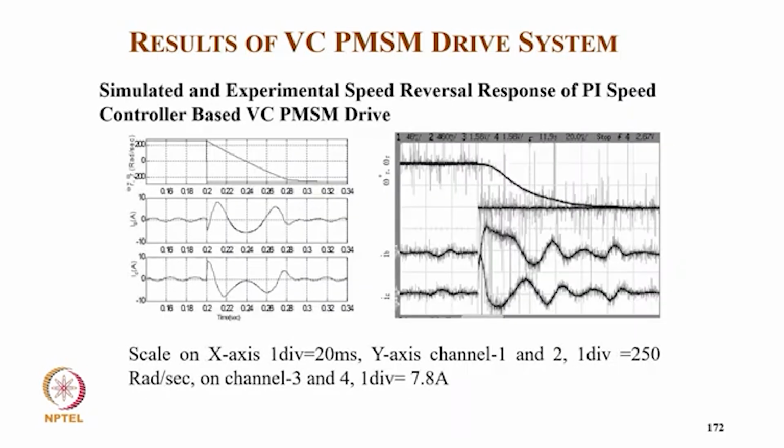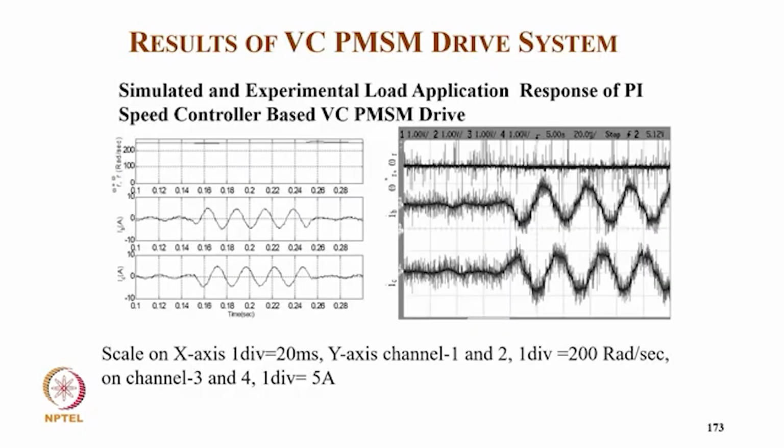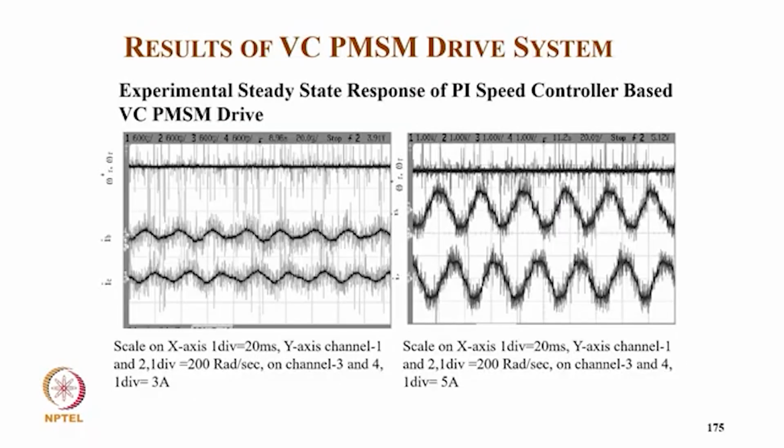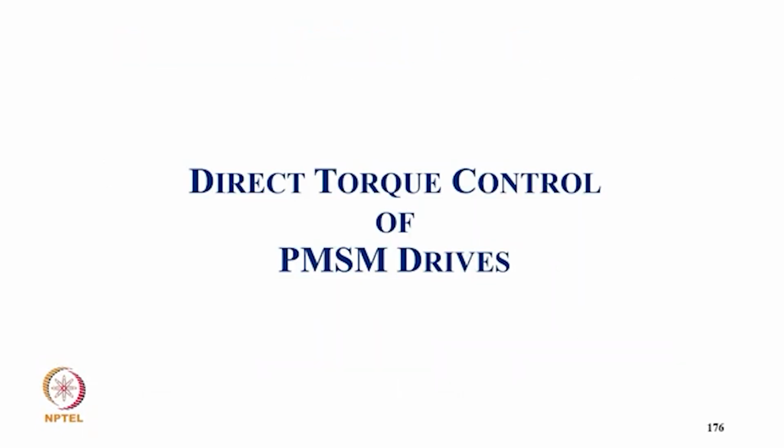And this is typically the experimental and simulation result for speed reversal with the PI controller based vector control drive. And this is again the torque application response, simulated and experimental, showing how the current increases for the period. And this is again for removal of the load. And this is the experimental response of the PI control based vector control at steady state operation.